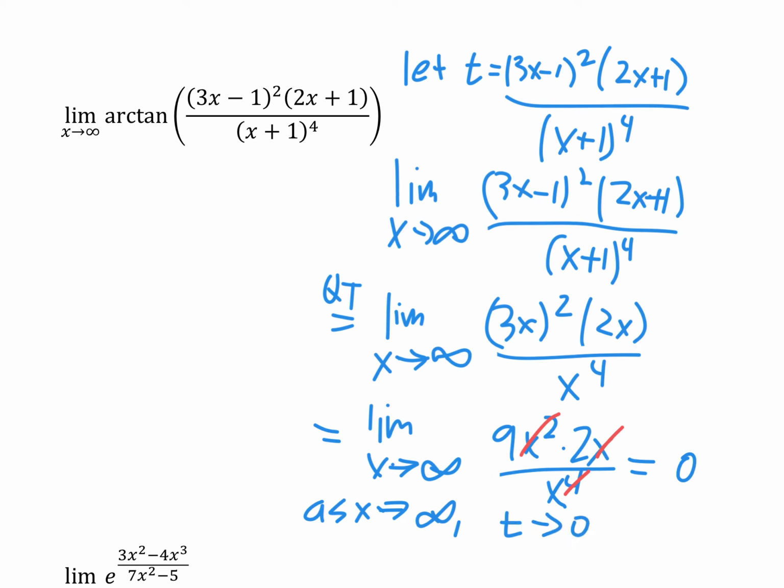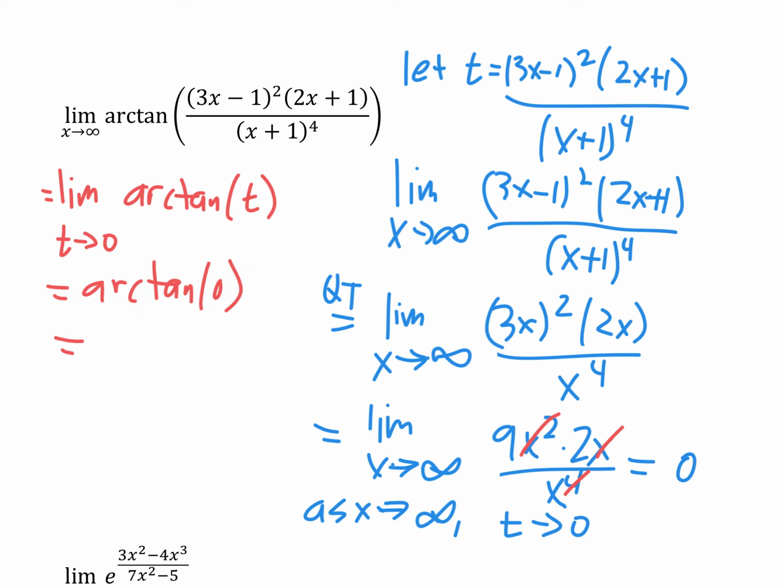So this means that as x approaches infinity, t approaches 0. Hopping back to our limit, we have the limit as t approaches 0 of arctan of t, which will just be arctan of 0. We get to plug it in. And again, what angle would give you tan of 0? The answer would just be 0 from the unit circle.